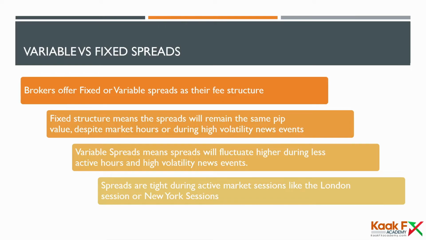So the spreads will change. Sometimes it may be a 3 pip difference, sometimes it may be a 1 pip difference, sometimes it might be a 0.5 pip difference. So overall, I find choosing the variable spread is a better option because we trade Forex most often in the London session or the New York session. And during that time, spreads are tight.